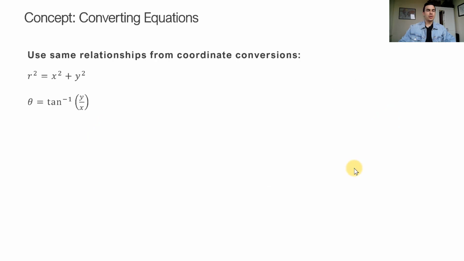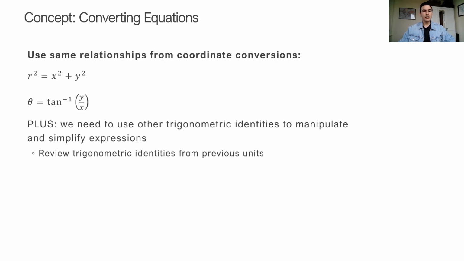All right, so that is our coordinates. Now, how about converting equations? Well, it's very similar. We're going to use the same relationships that we use for our coordinate conversions. However, now we're going to use our other trigonometric functions to manipulate and simplify things. So I strongly recommend you go back and review the trig identities from previous units, because those are going to be very, very helpful.